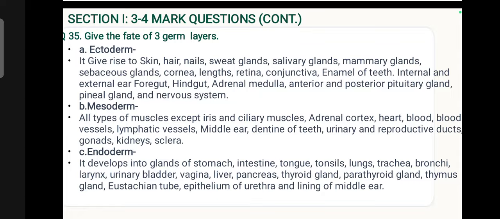Give the fate of 3 germ layers. 3 germ layers से कौन से ऑर्गन्स बनते हैं वो हमें लिखना है. सो इसमें बेसिक आप याद रखिएगा, जैसे एक्टोडर्म जो हमारे बाहरी ऑर्गन से वो बनाता है, जैसे स्किन, हेयर्स, नेल, स्वेट ग्लैंड, सलाइवरी ग्लैंड्स, मेमरी ग्लैंड, सेबेशियस ग्लैंड, कॉर्निया, इनामल ऑफ टीथ एट्सेट्रा.